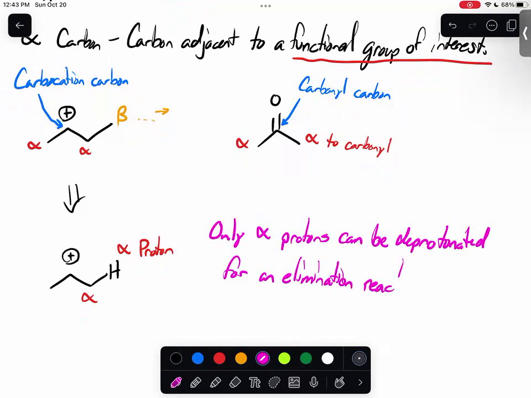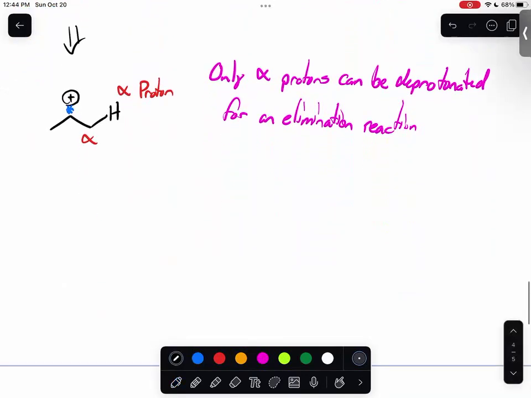So my recommendation to you is whenever you're going through and you're doing these eliminations, the first thing that you should do is think to yourself, what is the carbocation carbon, right? And just label that, and then go through and label all of the alpha positions, right? Because what we're going to see here in just a second is it actually makes a difference. And the reason for this is because of alkene stability.